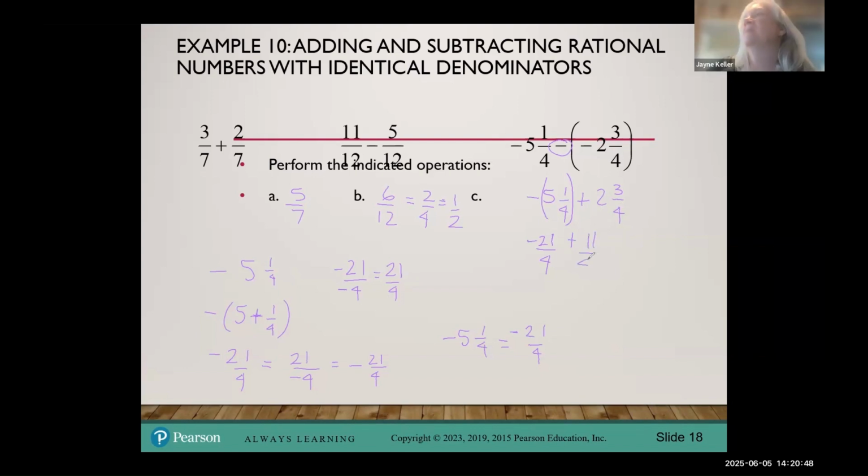And so now my denominators are the same, so I'm going to keep that denominator. And then my numerator is going to be -21 plus 11. So it'd still be negative, but plus 11, so negative 10. Then again, I can write it with the negative out front, and I can simplify 10 over 4, can I? By 2. So -5/2.